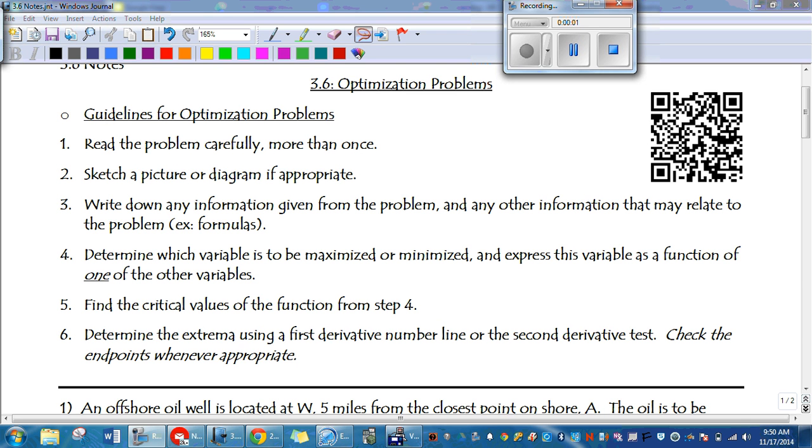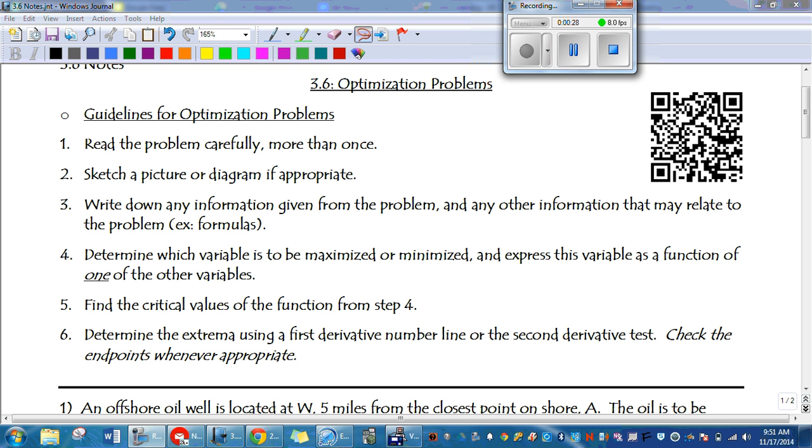In 3.6, we are looking at optimization problems. What that means is we're putting the stuff we learned in the first part of this chapter into action, into some word problems. We're trying to either minimize or maximize some value, and we're going to do that using some of the stuff that we've learned in this chapter. So our goal is to minimize or maximize.